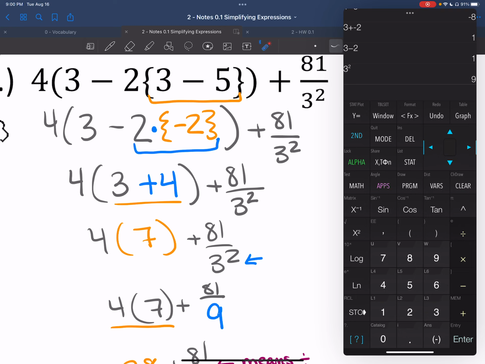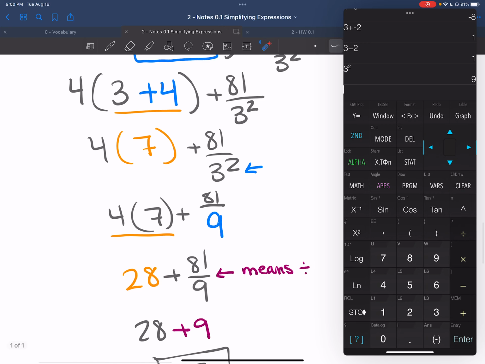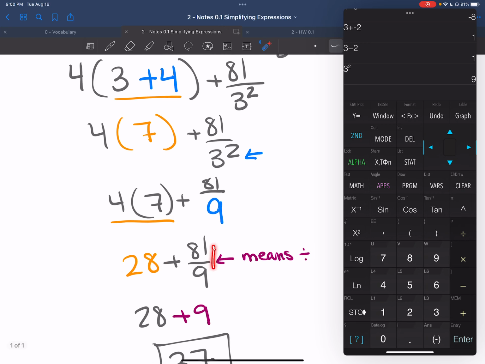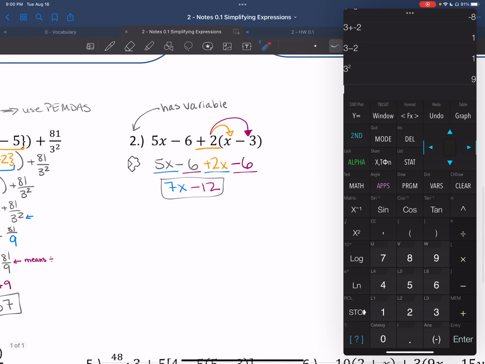This gives you that 9. Now I'm out of exponents, now I have to multiply or divide. So starting on the left, multiply 4 times 7, which gives me 28. Bring everything else down. Fraction bar means divide here, so I do 81 divided by 9, which gives me 9. And then I bring down that 28, so I'm left with 28 plus 9, which gives us that 37.